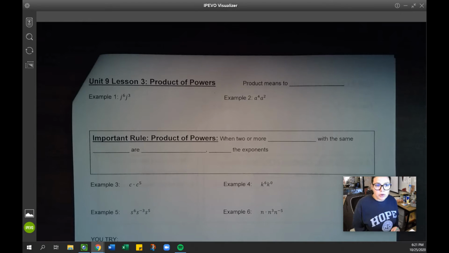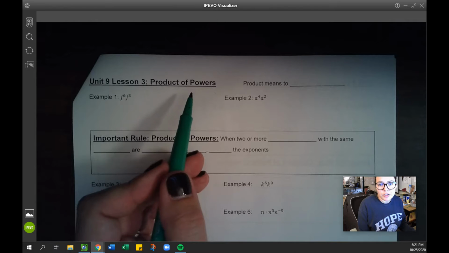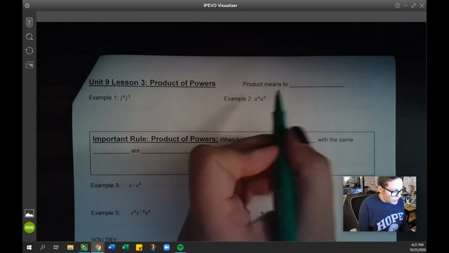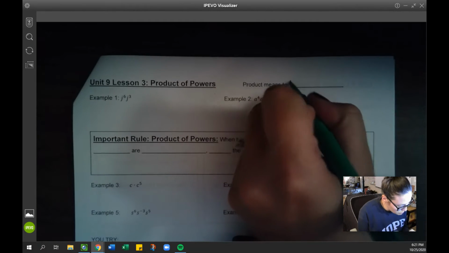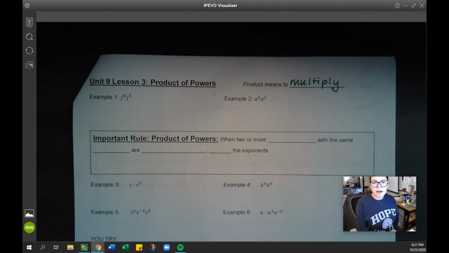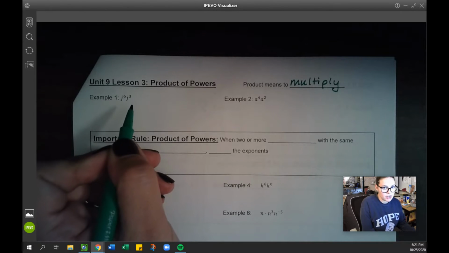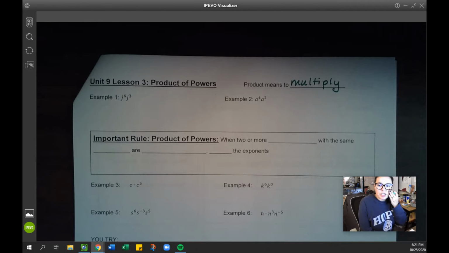This is the video for Unit 9, Lesson 3 on the product of powers. And the product, remember, means to multiply. So we're going to look at what happens when we multiply powers together. So for example, let's say I have j to the 6th times j cubed. Well, I want you to think for a second what that means.